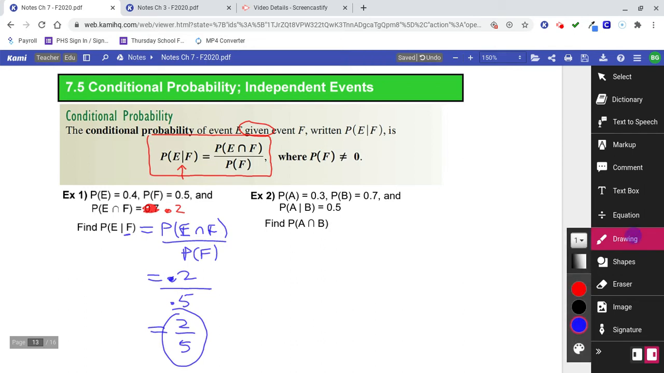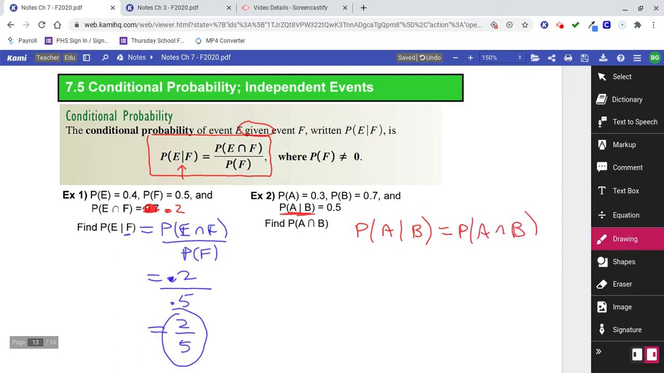Problem 2. We want to know probability of A and B. So in the given information, we've got this thing right here, and we know that formula says probability of A given B equals the probability of A and B over the probability of what's on the bottom? B. It's the second one in the given statement. Okay, so that's our formula.